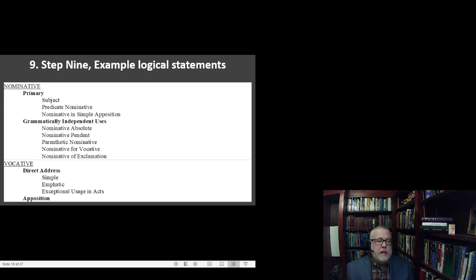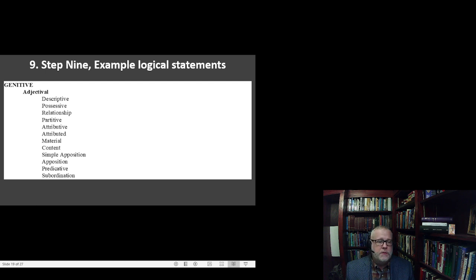Nominative, and you have this information on the back of your syllabus. So these are the relational labels that Dan Wallace gives, and it's kind of a summary there in your syllabus. At the back, you should have these labels. So you have uses for the nominative case, uses for the vocative, uses for the genitive.